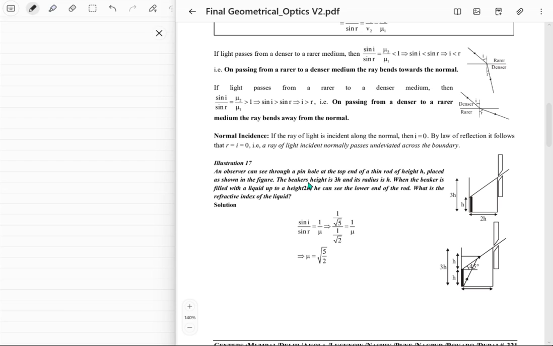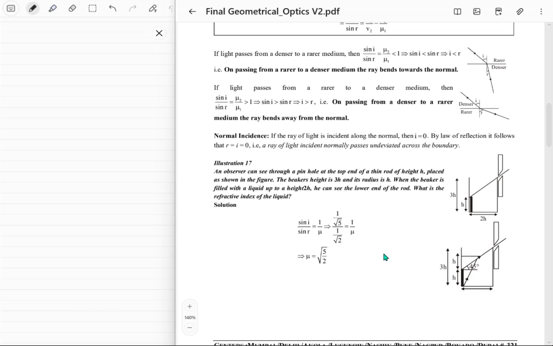Now, why is this 2h? I don't get it. Because height is 3h, radius is h. Oh, so that's why, okay, this is the diameter for that. Oh, and the height is actually 2h, right? Okay. He can see the lower end of the rod. Ah, right, because it's refracting. Usually he wouldn't. What is the refractive index?